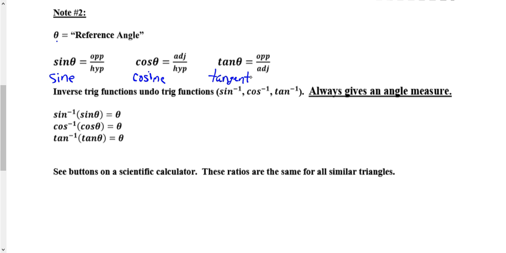Let me come back here. So these are the 3 ratios. There are 3 other ones you might learn when you get into pre-calc and calc, but for now, it's just sine, cosine, tangent. That's it. And they are all ratios that are the same because the triangles are all what? Similar, right?